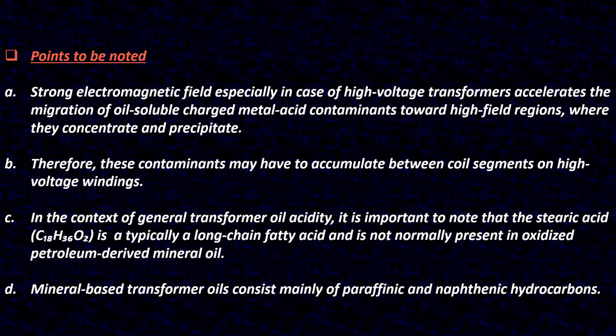Points to be noted. A strong electromagnetic field, especially in the case of high voltage transformers, accelerates the migration of oil-soluble charged metal acid contaminants toward high field regions where they concentrate and precipitate. Therefore, these contaminants may accumulate between coil segments on high voltage windings.